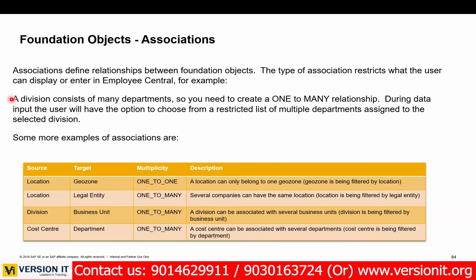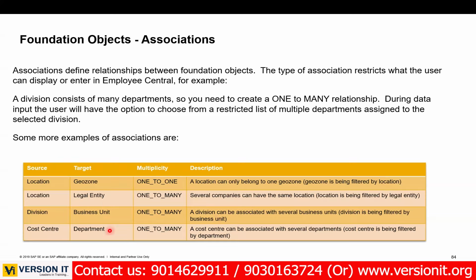So what did you understand with this statement? For example, we are taking division; in division, we need to associate with department. Exactly. So if there are many departments, we select one-to-many. Here there is an example. Division is associated with business unit with one-to-many. A division can be associated with several business units. Division is being filtered by business unit. Got my point? Same like that.